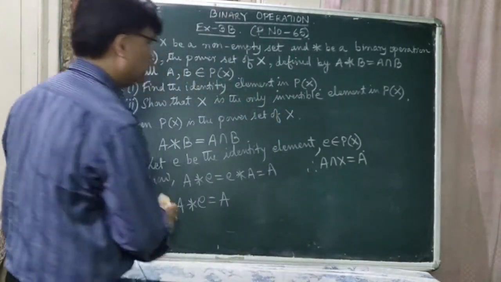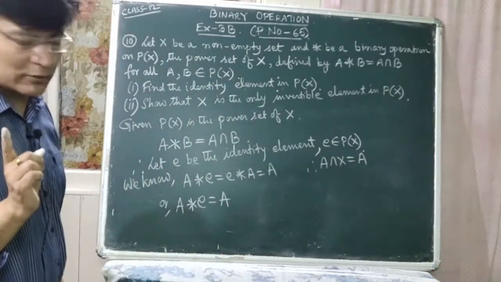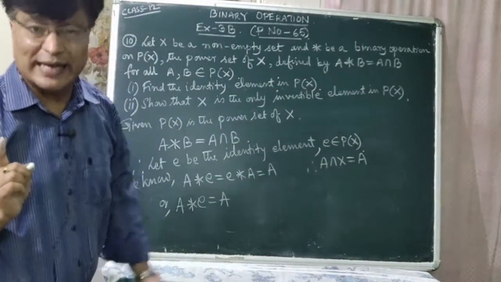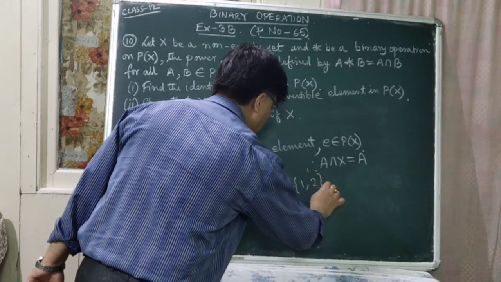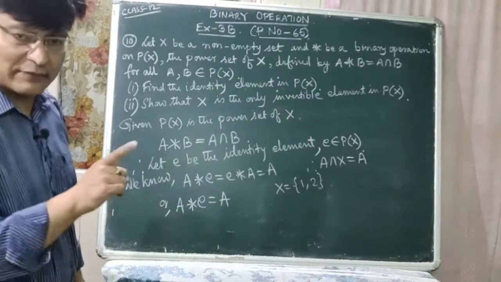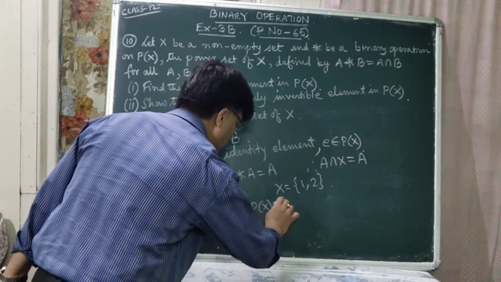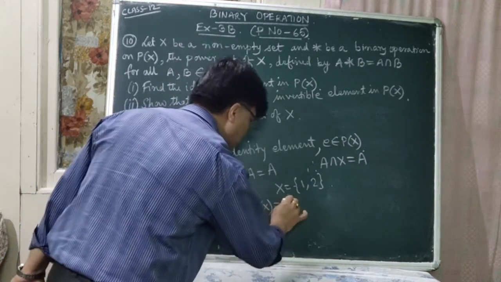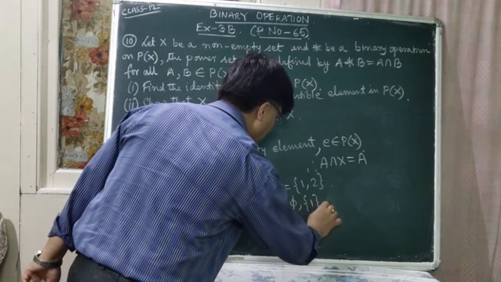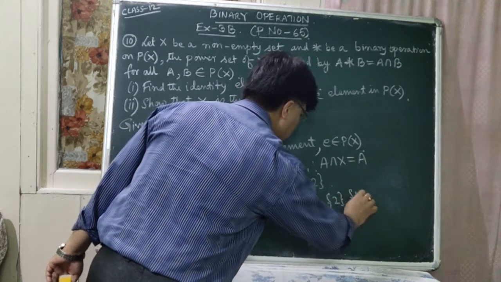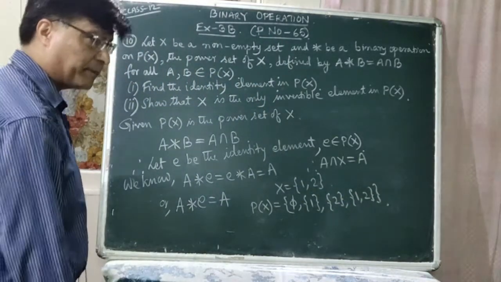So let us take an example. Suppose, I am just giving you the example, okay? How is A intersection X equal to A? Suppose we have X is a non-empty set, that is 1, 2 is given, right? So now we have to find the power set of X. What is P of X equal to? Within second bracket, it is phi, 1, 2, and 1, 2. Second bracket is closed. This is the power set of X.